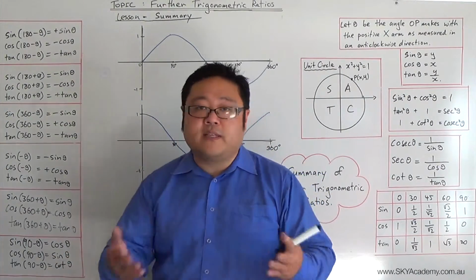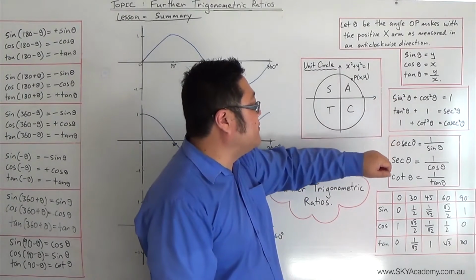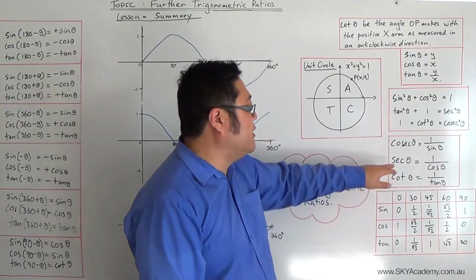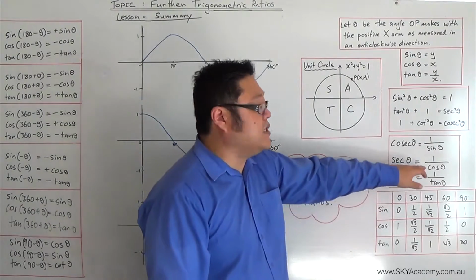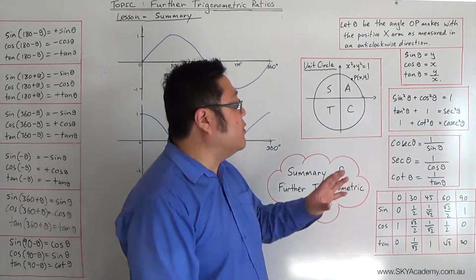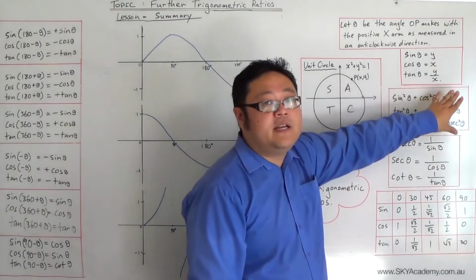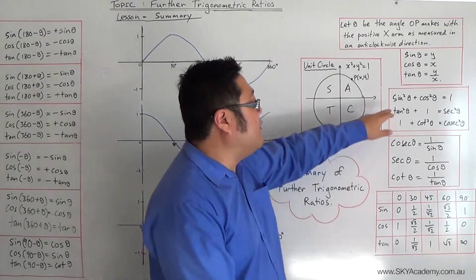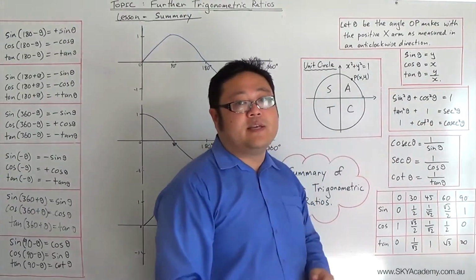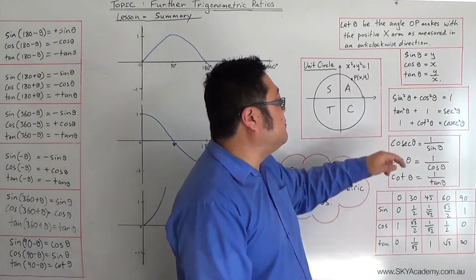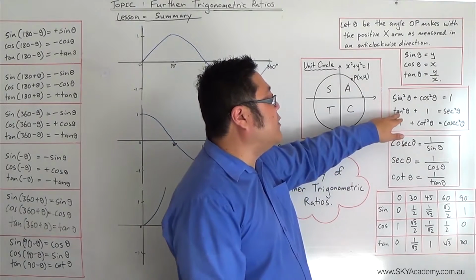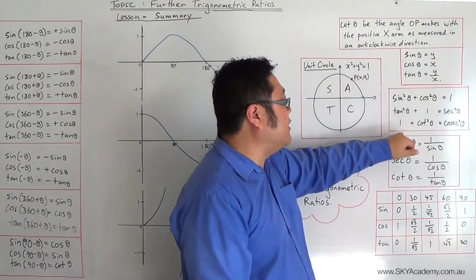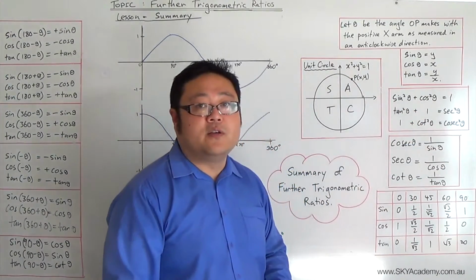Now, cot theta, what is that? Well, we looked at reciprocal ratios. We worked out that cosec theta is equal to 1 on sine theta, sec theta is equal to 1 on cos theta, and cotangent theta is equal to 1 on tan theta. We also looked at the fundamental identity, which is really just an extension of the unit circle and Pythagoras' theorem. And we worked out that sine squared theta plus cos squared theta is equal to 1. By dividing both sides by cos squared theta, we get tan squared theta plus 1 is equal to sec squared theta. Dividing both sides by sine squared theta, we get 1 plus cot squared theta is equal to cosec squared theta.